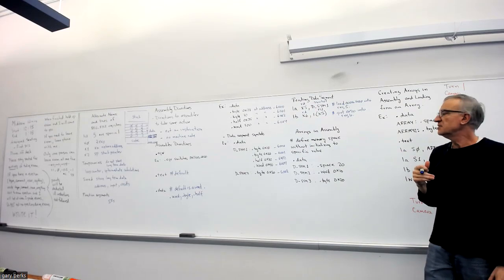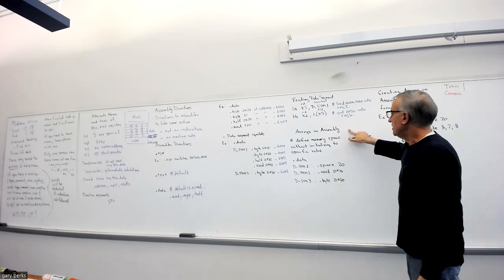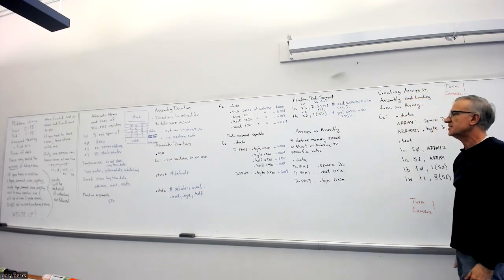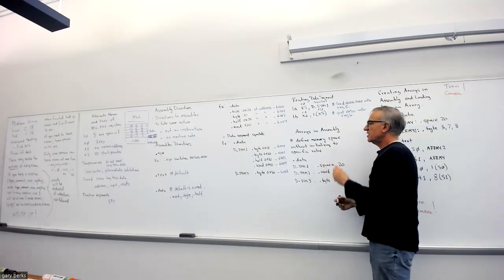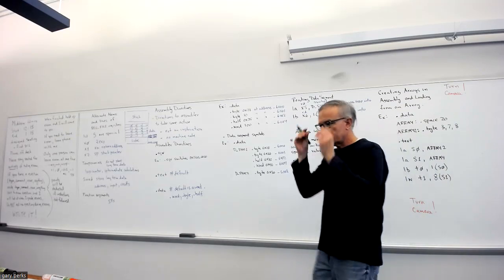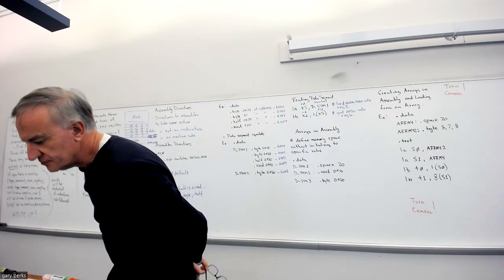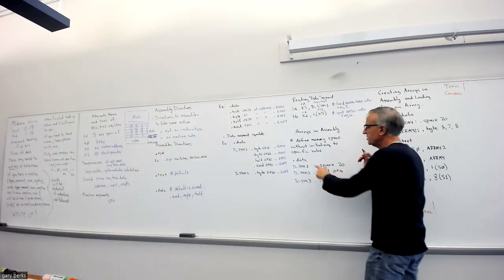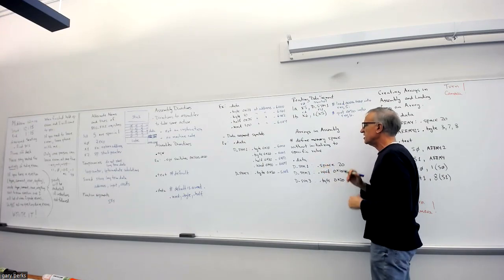Okay. All right. Moving on to do arrays in assembly. Actually, I think I made a mistake here. Oh, no, I didn't. Sorry, it's good. I was thinking this should be space, but space should be down.